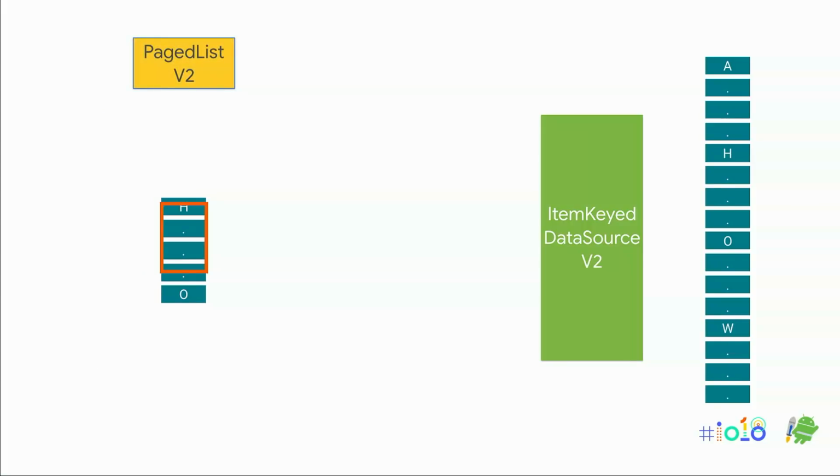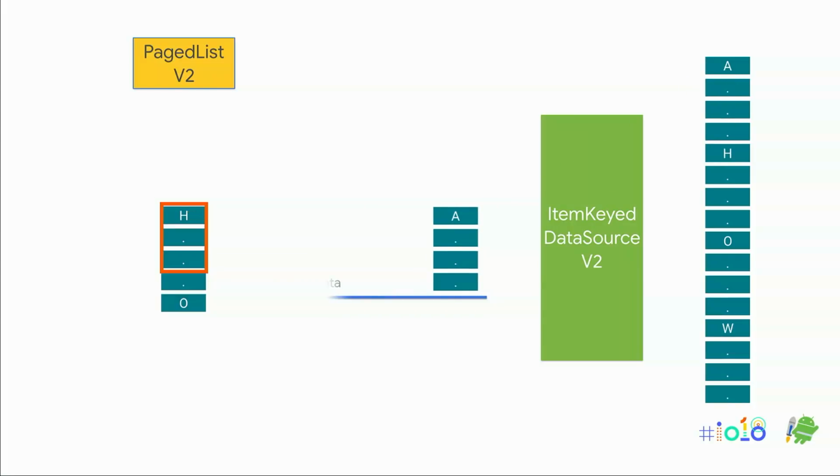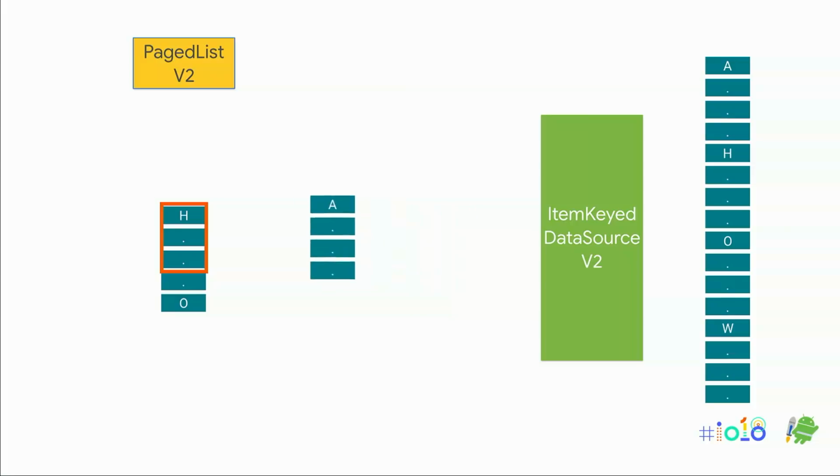Now, we don't have the data on top anymore. So if user tries to scroll up, we need more data. Same thing. You just extract the key from the first item, call load before method on the data source. Just get that page, prepend it to the page list, and now user can scroll upwards. So it's always lazy, always reactive.